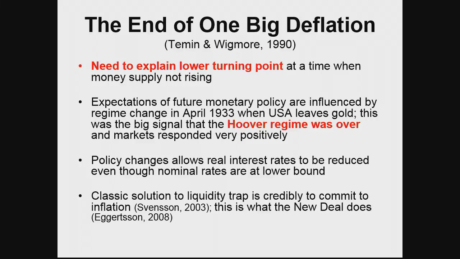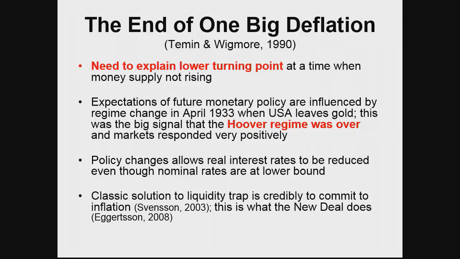I think the lower turning point was leaving the gold standard. It was the end of the Hoover regime in April 1933, which changed expectations about what was going to happen to prices. This freed American monetary policy from the constraints of the gold standard. It meant there would be an era of rising prices, not falling prices.